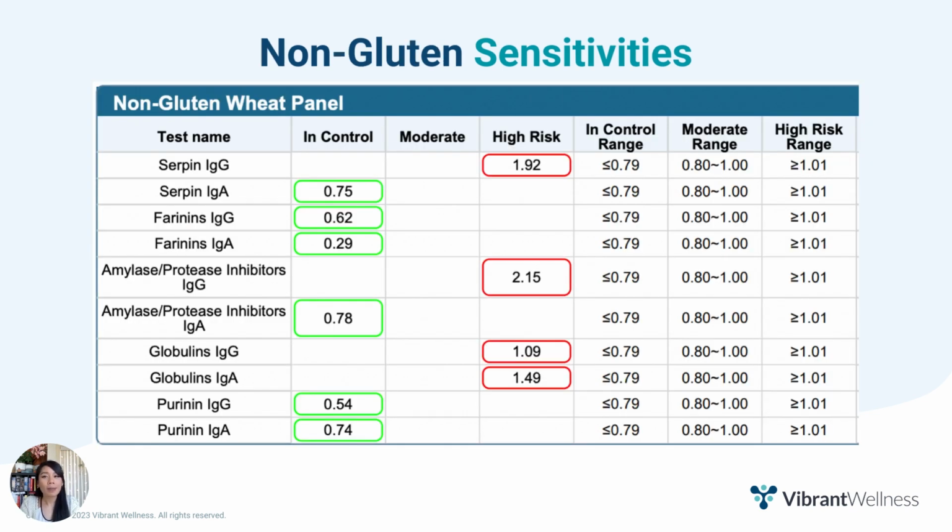Lastly, this panel may explain his persistent GI problems after going gluten-free. Non-gluten wheat proteins are still present in some gluten-free foods, as we discussed, especially if they're not adequately processed out. So he may still be exposing himself to antigens that he's sensitive to. So we'd want to educate the patient on the nuances of a wheat-free and gluten-free diet.